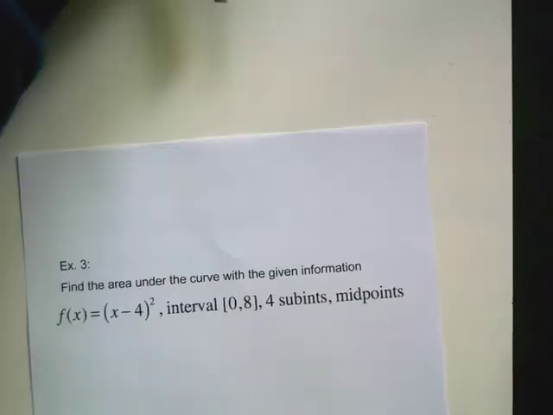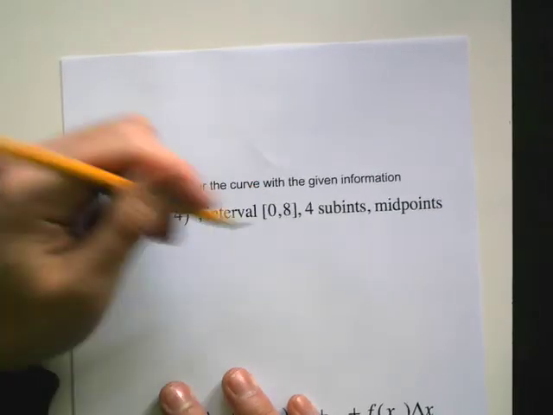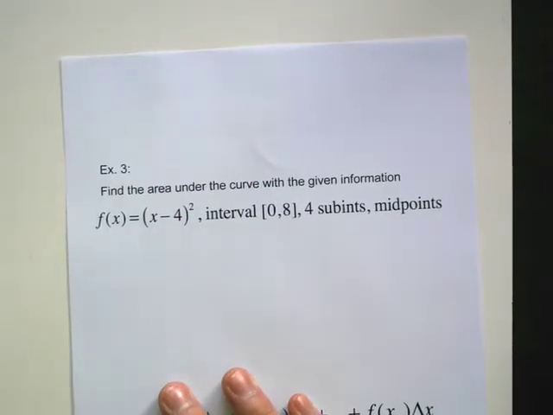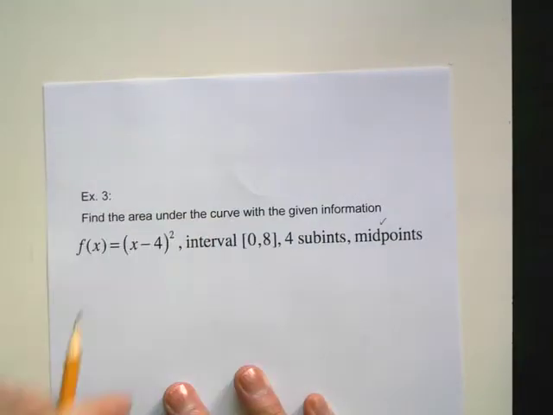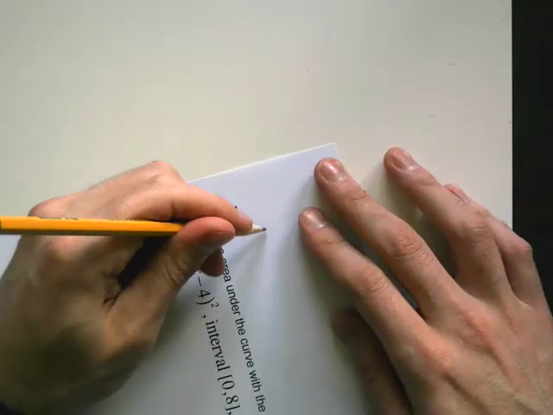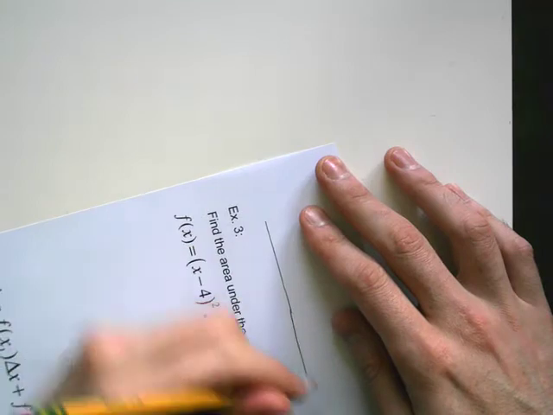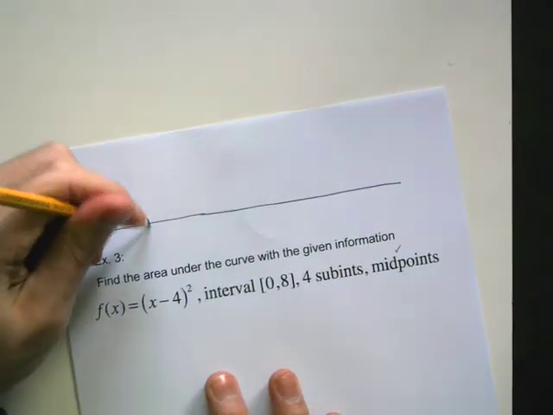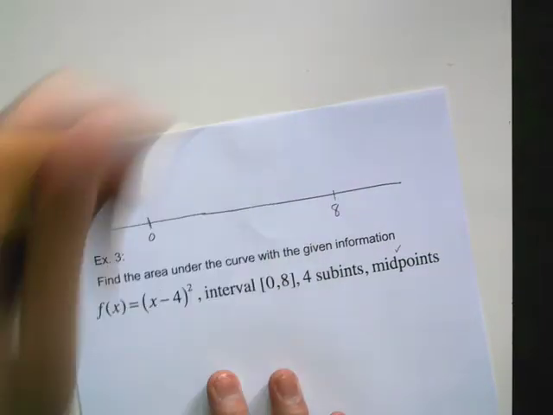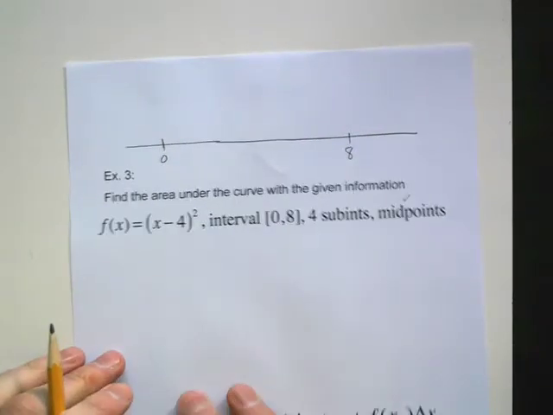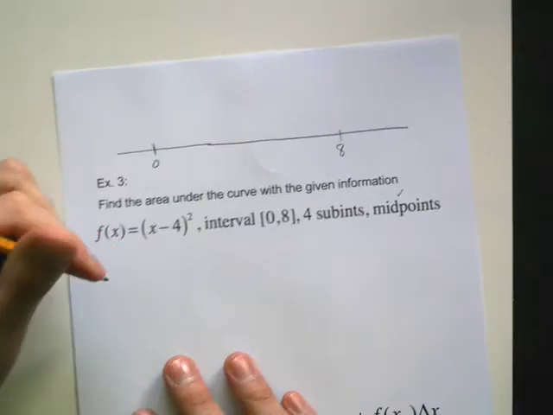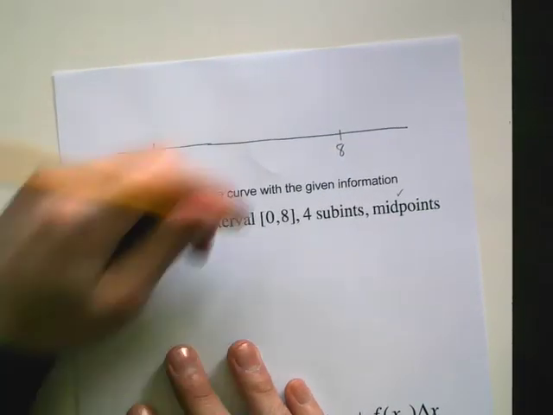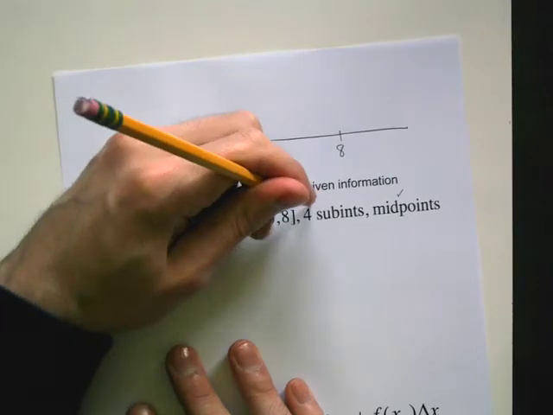Okay? All right, example 3. Find the area under the curve. Here's our function over the interval 0 to 8, 4 subintervals, but now we're using midpoints. So again, in order to help us figure out what our actual midpoints are, I'm just going to draw a quick number line. And let's say here's 0 and here's 8. Let's figure out how many spaces there are between our rectangles. So remember, this is my a, this is my b, this is my n.